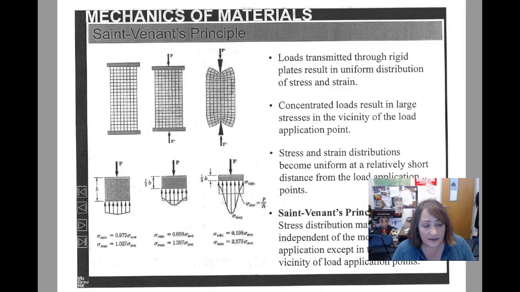Hi everybody. Today we are finishing up Chapter 2 in Mechanics of Materials. We're going to just cover a few odds and ends. One is called Saint-Venant's principle. The next are how to handle stress concentrations. And the last is the definition of an elastoplastic material.